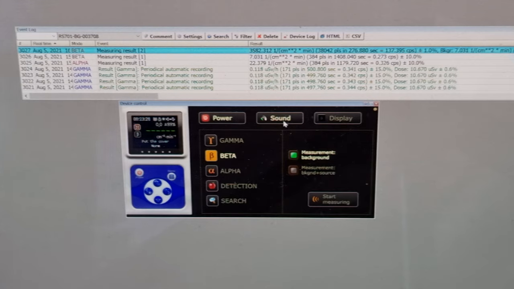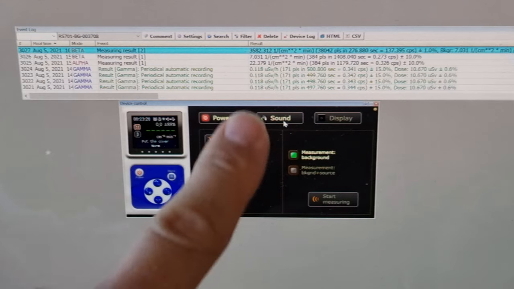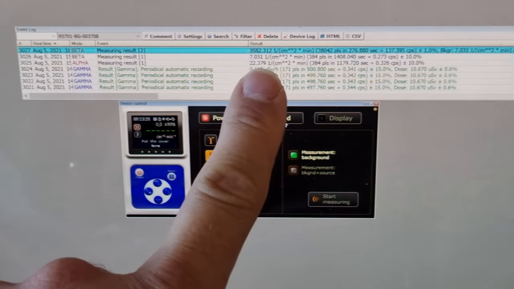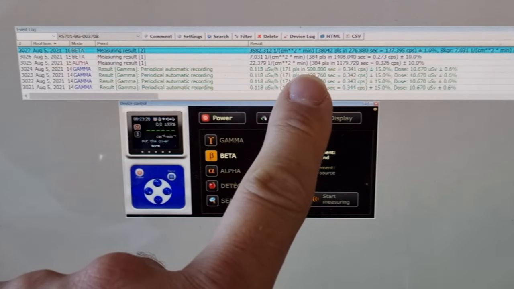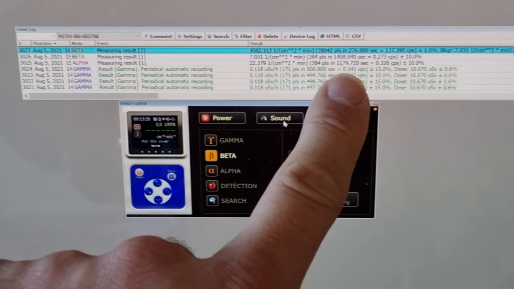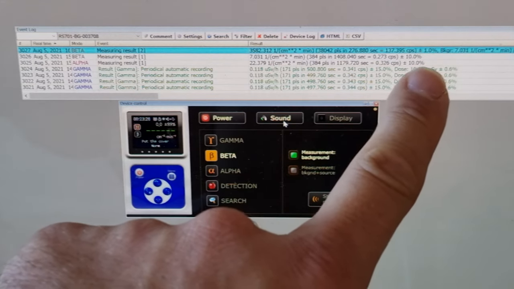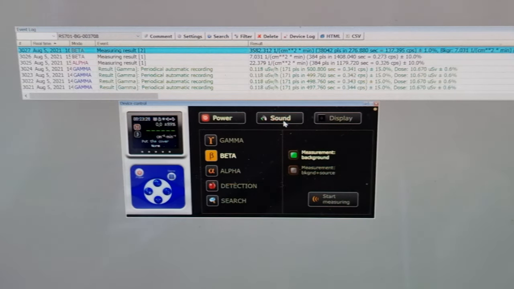Okay, I have done some calibrations with the alpha and beta. The alpha source is the polonium-210, and the beta is the strontium-90. And when I did the strontium-90, you can see that it was producing 3582.312 counts per minute per centimeter squared, and this is with the plus and minus one accuracy.